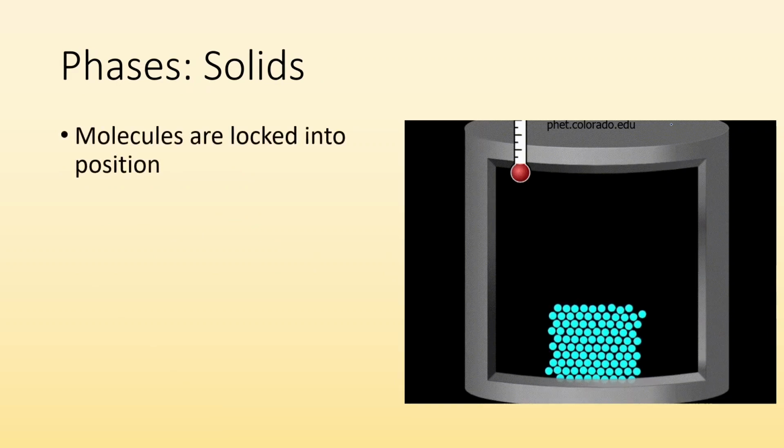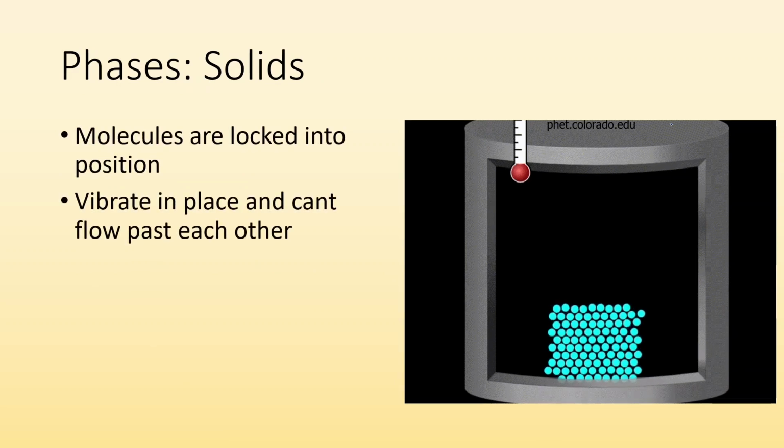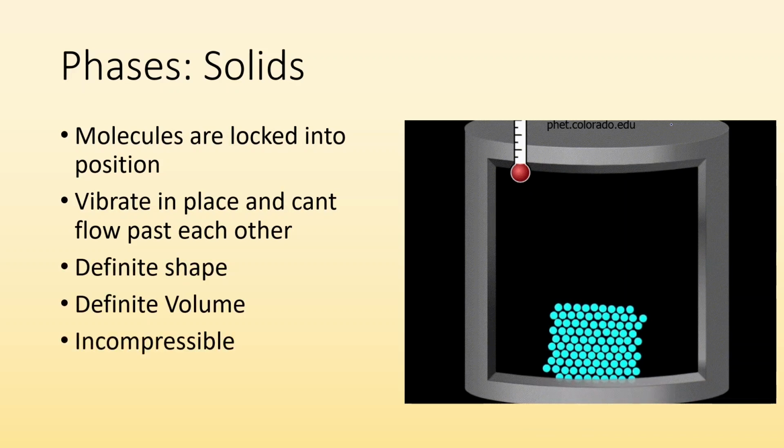Quick review. Solids, we know molecules are locked into position. They can vibrate in place, but they can't flow past each other. They have a definite shape, a definite volume, and they're incompressible, right? So solids kind of look like that. They're wiggling around. The intermolecular attractive forces are high because they're really close together.